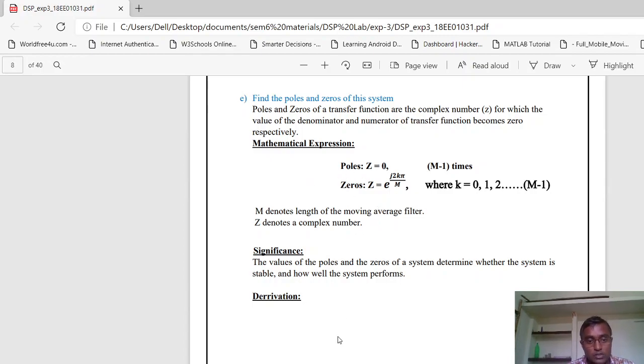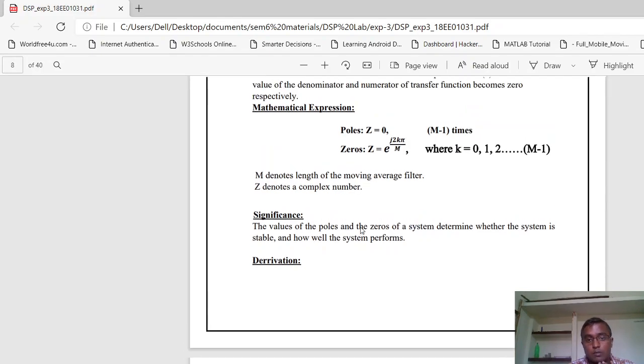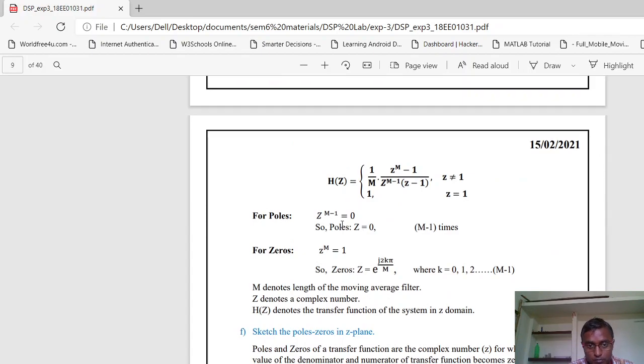I will be deriving this in the downward section, and its significance is that it tells about the stability of the system and how the system will perform upon giving some input signal. So here this is our transfer function. For poles, the denominator part is equal to 0, so that means z is equal to 0. As it is m minus 1, we will get m minus 1 poles at z is equal to 0.